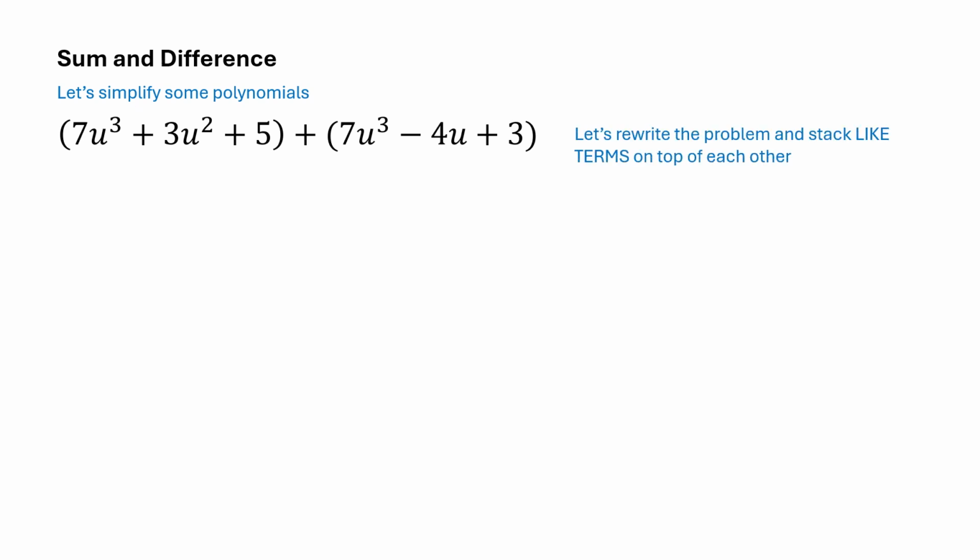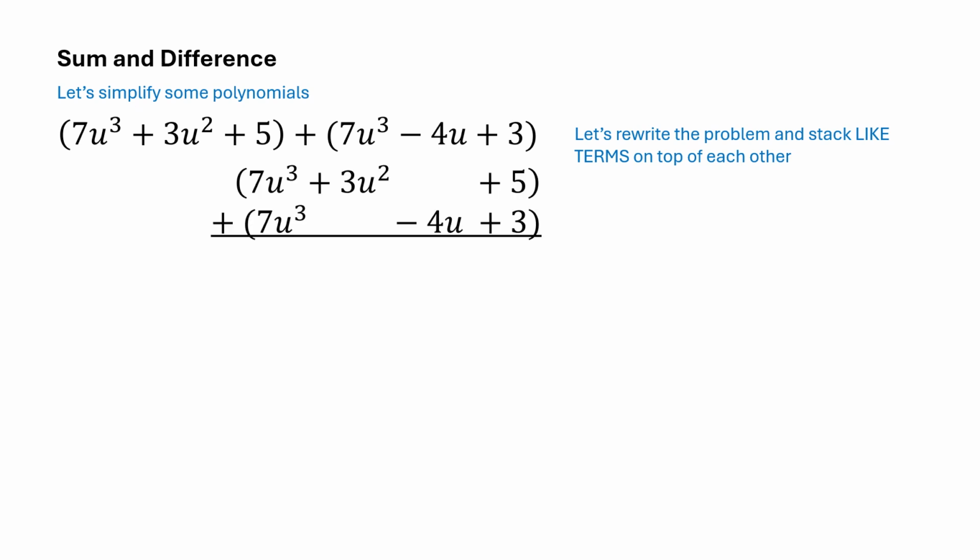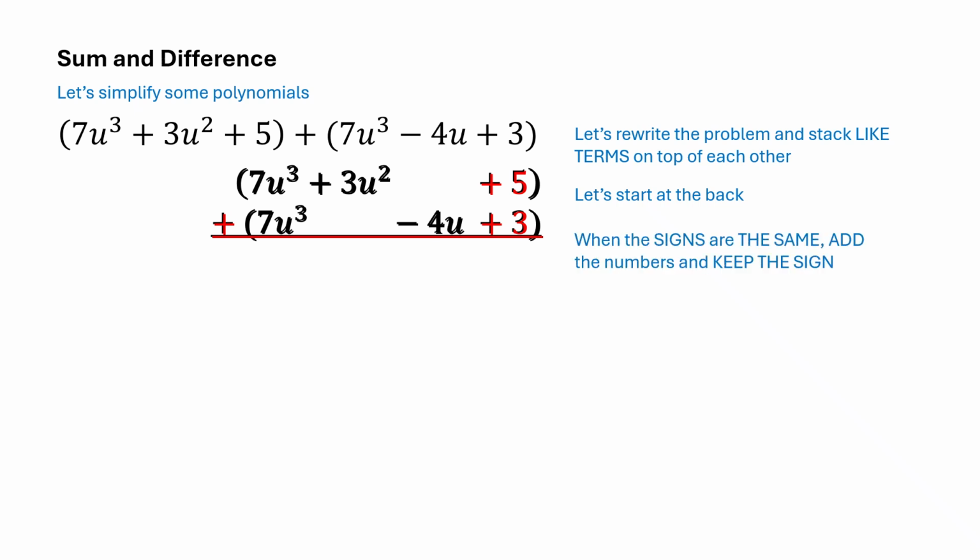Let's rewrite this problem and stack the like terms on top of each other. Notice there's spacing that happened because two terms did not have any matches in the other set. So let's start at the back. Let's focus on the 5 and the 3. When the signs are the same, add the numbers and keep the sign. So this is positive 5 plus positive 3, which will give you a positive 8.